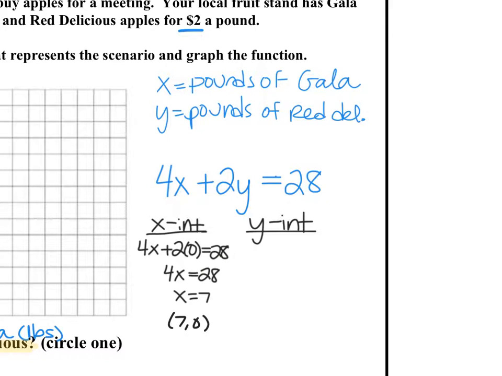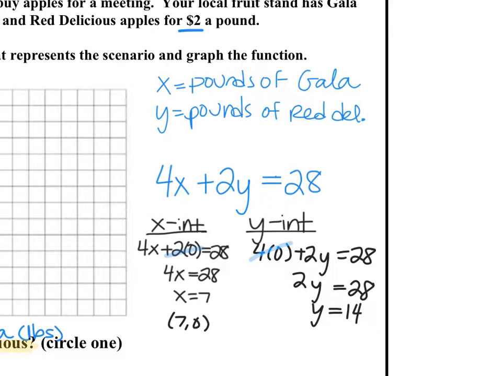Do likewise for the y-intercept, but plug in 0 for x. So these, because they're multiplying by 0, they basically just cancel out. So it'll be 2y equals 28, divide by 2, and you get 14. So that's (0, 14). So we have our 2 points. We know that on the x-axis, we've got to get up to 7. On the y-axis, you have to get up to 14.